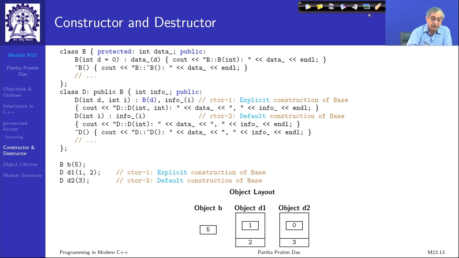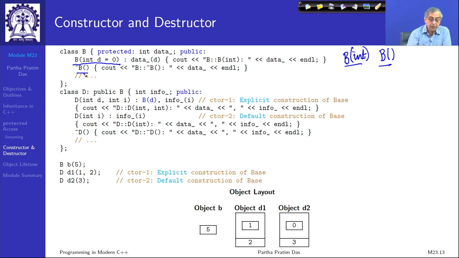Now, what is the constructor? B is a constructor with a default parameter. So, basically I have two constructors, one is B int and another is just B. One is default, another is B int, and I have the destructor.